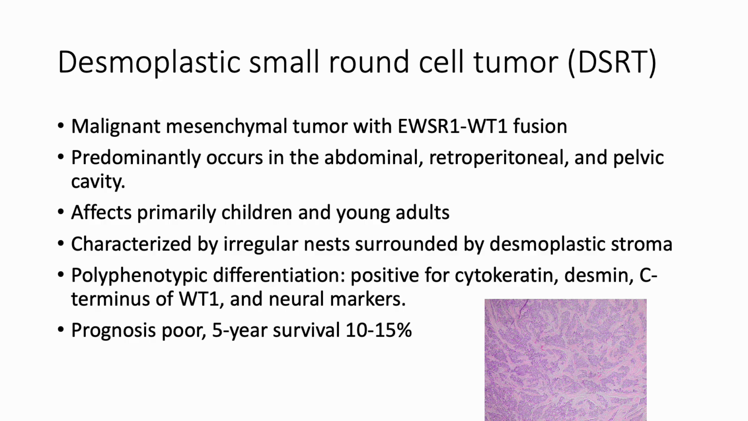Desmoplastic small round cell tumor is a rare, aggressive malignant mesenchymal tumor defined by the EWSR1-WT1 fusion. It predominantly arises in the abdominal and retroperitoneal cavities or pelvis, typically in children and young males. Morphologically, DSRCT is highly characteristic, irregular epithelial-appearing nests set within dense desmoplastic stroma. Remarkably, almost all DSRCTs appear morphologically identical. Immunohistochemically, DSRCT is polyphenotypic and is positive for cytokeratin, desmin, C-terminus of WT1, and neural markers. The prognosis is extremely poor with 5-year survival of 10 to 15%.